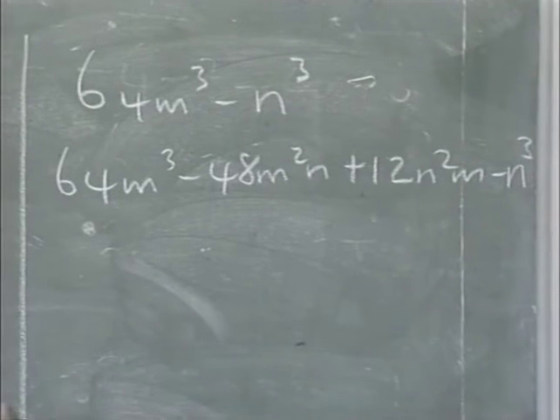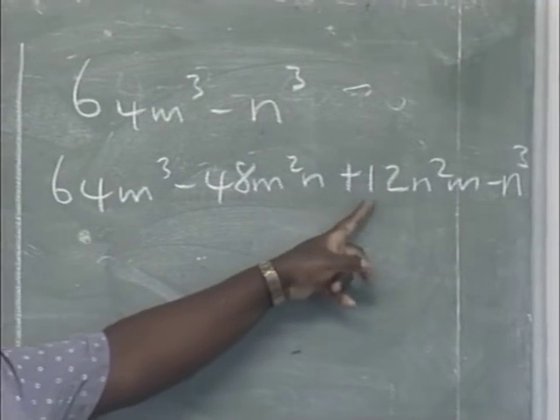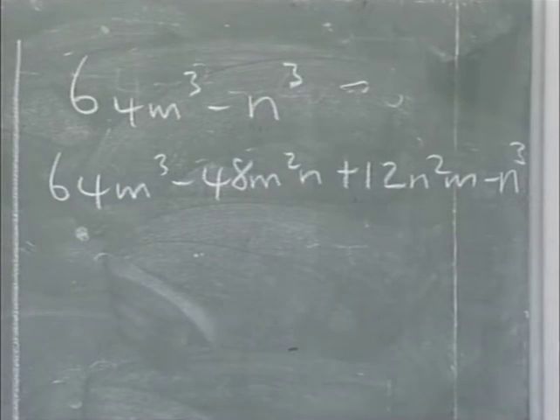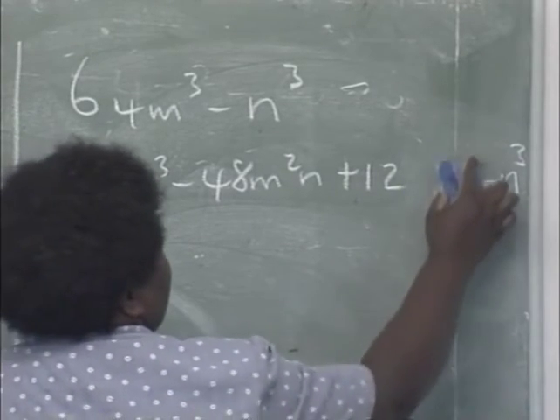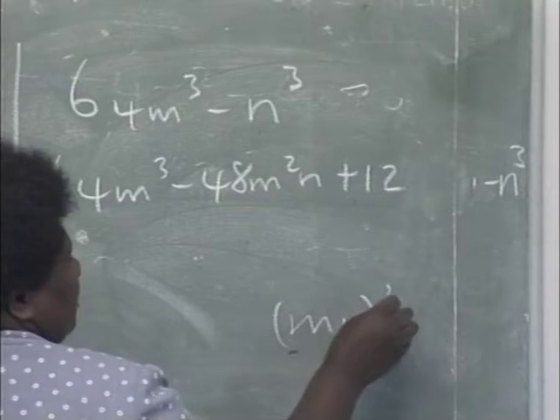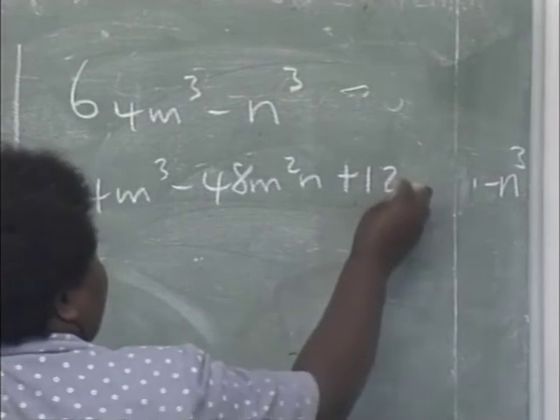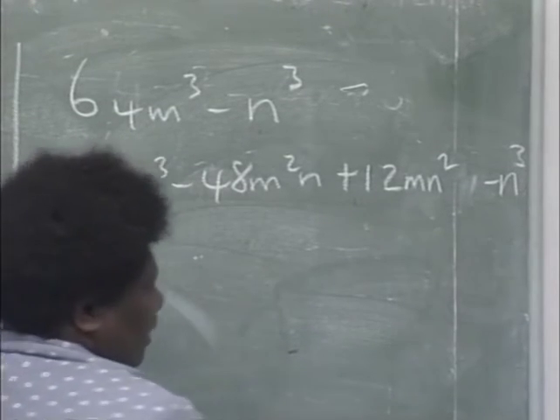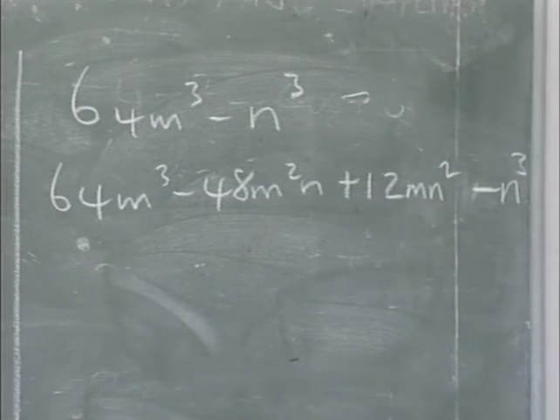Okay, is this right? Did you say minus 48m squared n plus 12n squared m? M squared n. Mn squared. Oh, sorry, mn squared. Okay, mn squared like this? Mn squared. And then minus n cubed. Okay. Any others?